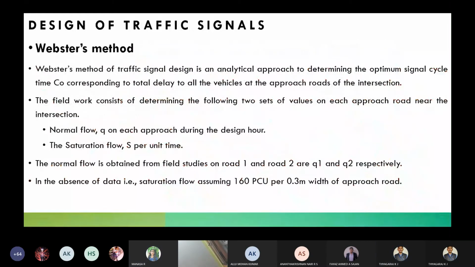Yes, sir. Next one is Webster's method. I'm not going to discuss in detail about Webster's method and IRC method in the class now, but whenever I am solving the problem, I will keep on explaining them. On Wednesday's class we will be solving the problems on Webster's method and IRC method. In that I will explain what Webster's method is, how we are going to consider the formula and all those things. Not to worry.